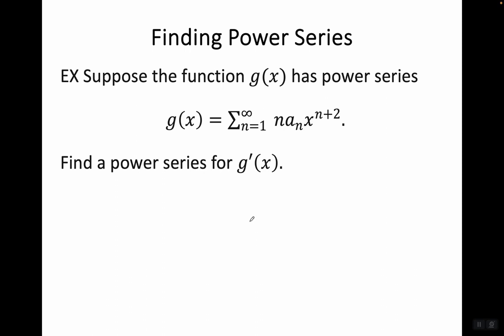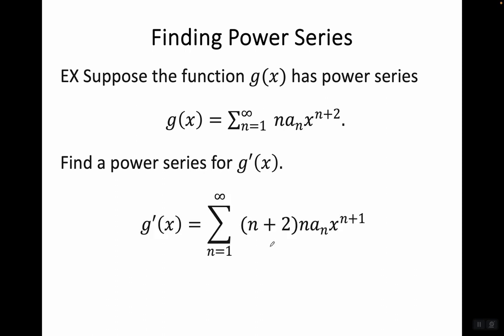Suppose the function g of x has power series g of x equals the sum as n goes from 1 to infinity of n, a to the n, x to the n plus 2. Find a power series for g prime of x. Okay, here, we're just told the power series in that form. So, let's just take the derivative of that.